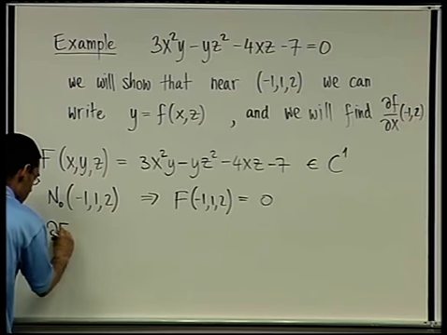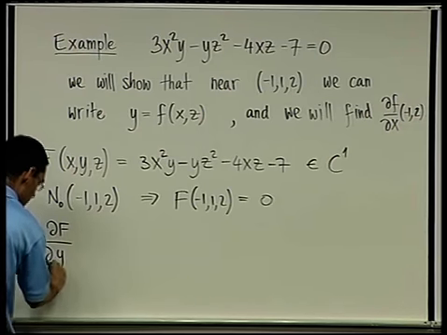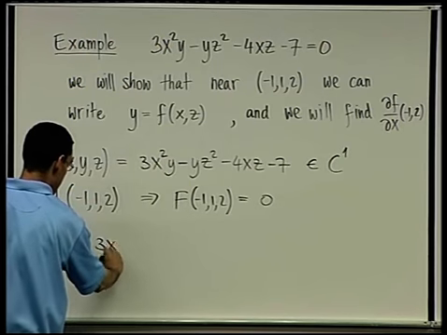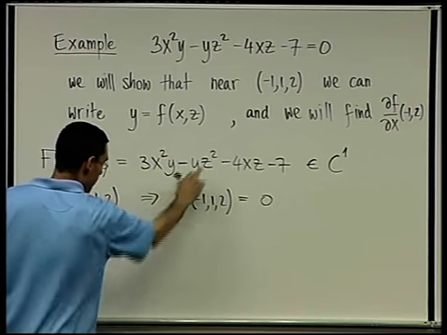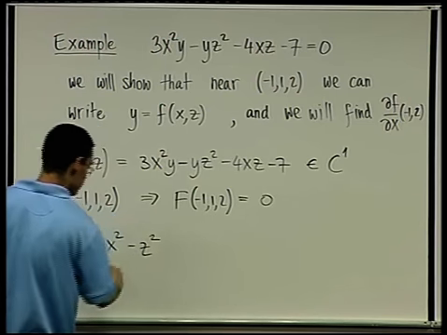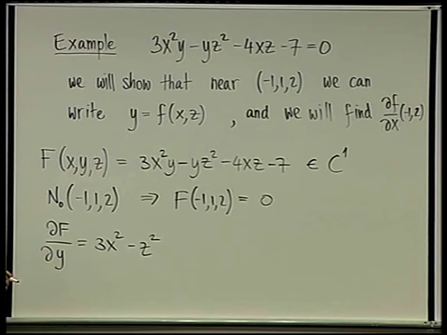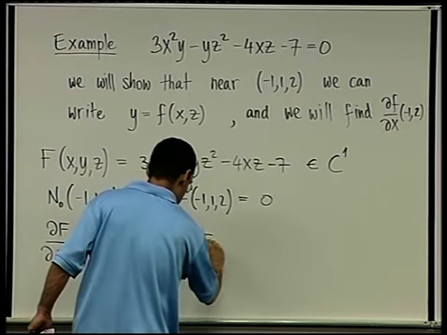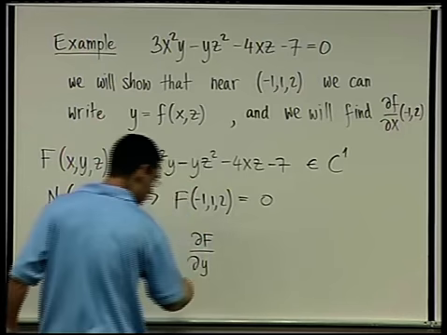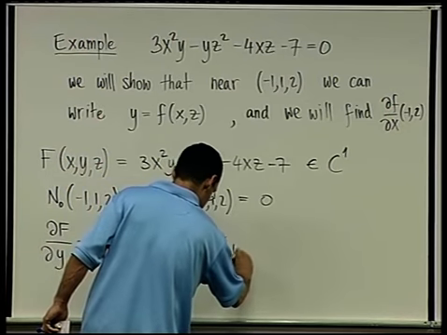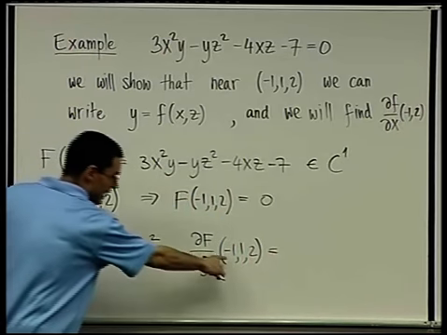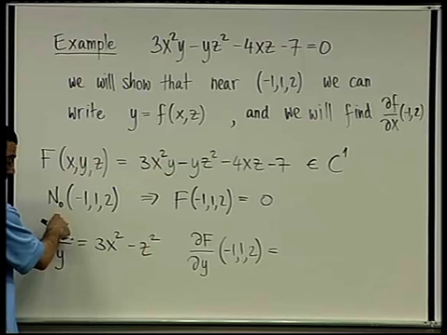What is the derivative of f with respect to y? So the derivative of f with respect to y is 3x squared minus z squared. That's it. Do you agree? And now we have to check that the derivative, so this was just calculating it, but what we have to verify is that this derivative at the point does not vanish. So what's this derivative at this point n0?